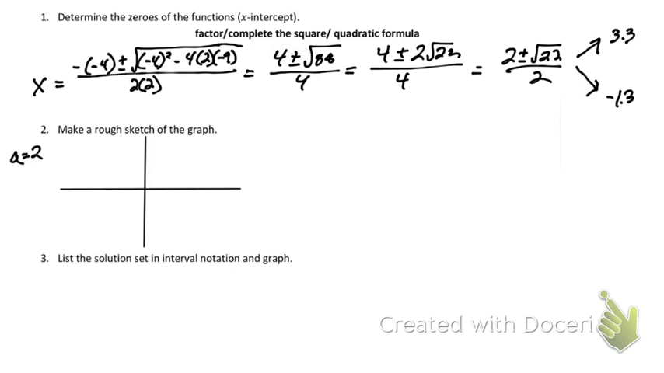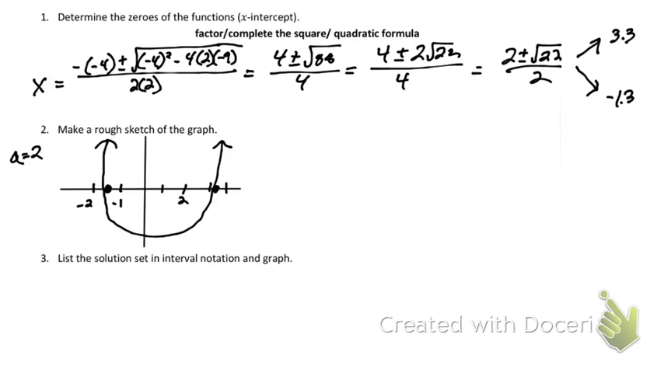So this is about 3.3 is our first one. So what do we have? Negative 1.3. So let's make this negative 1, negative 2, 1.3 would be about here. Then it says 3.3: 1, 2, 3, 4. Maybe about here. And it does open up. So we're looking at a graph that looks like... Oh, that was horrible. But it looks something like that. And then we go back to the question.